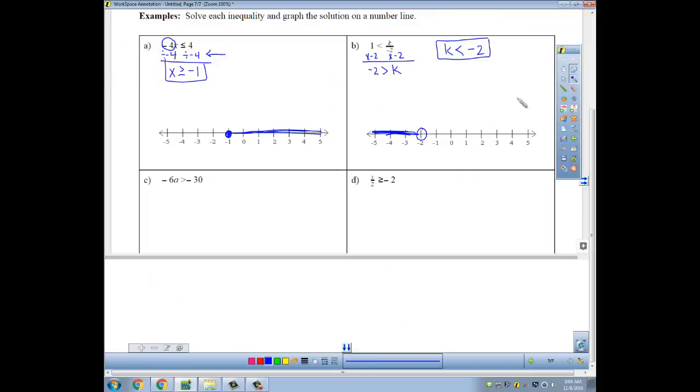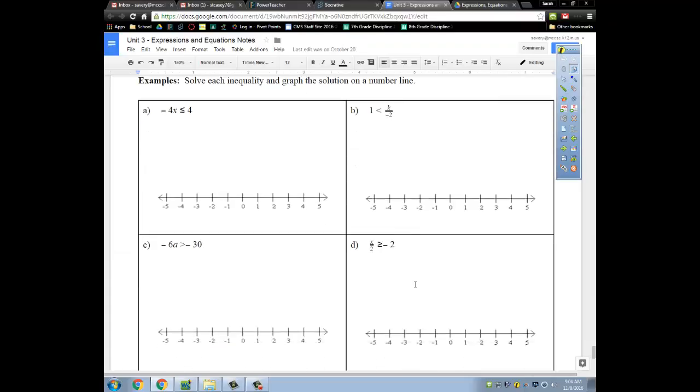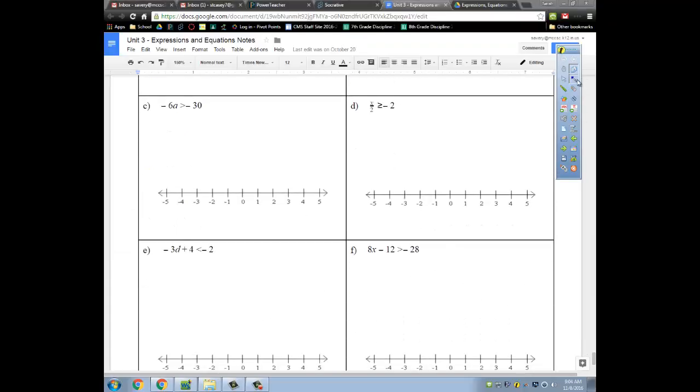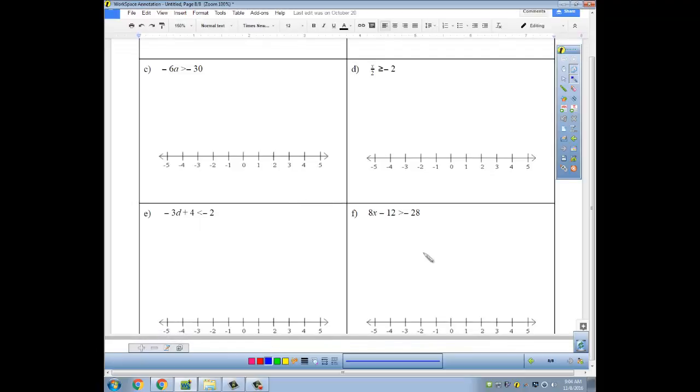Okay, I'm going to scroll down a little bit. Okay, part C, I have negative 6a greater than negative 30, so divide both sides by negative 6. We get a. I divided by a negative, so I'm going to flip my sign. Negative 30 divided by negative 6 is positive 5. So a is less than 5. It's going to be an open circle on 5. And since it's less than, I'm going to shade where the numbers are less than, so on the left.